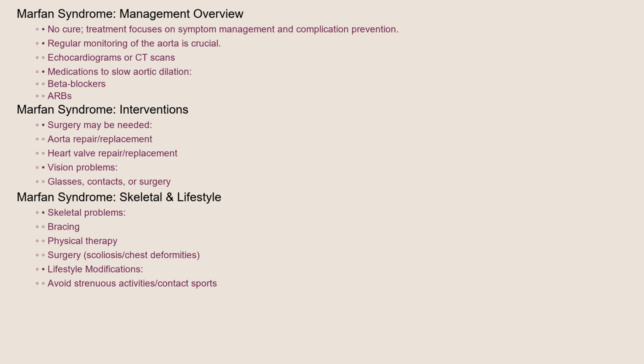Vision problems are managed with glasses, contact lenses, or surgery depending on the specific issue. Skeletal problems may require bracing, physical therapy, or surgery to correct scoliosis or chest deformities. Lifestyle modifications, such as avoiding strenuous activities and contact sports, are also important.